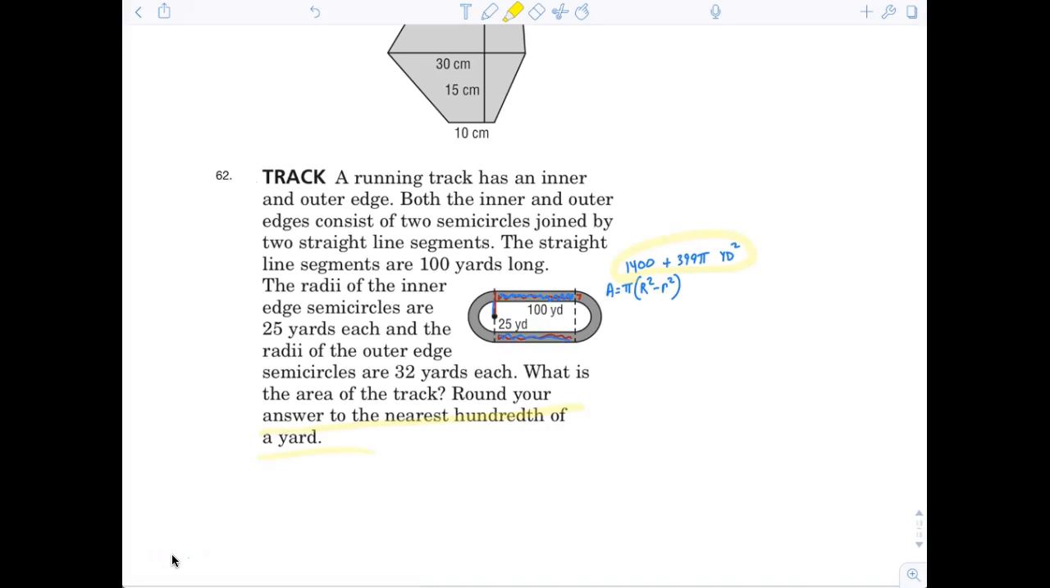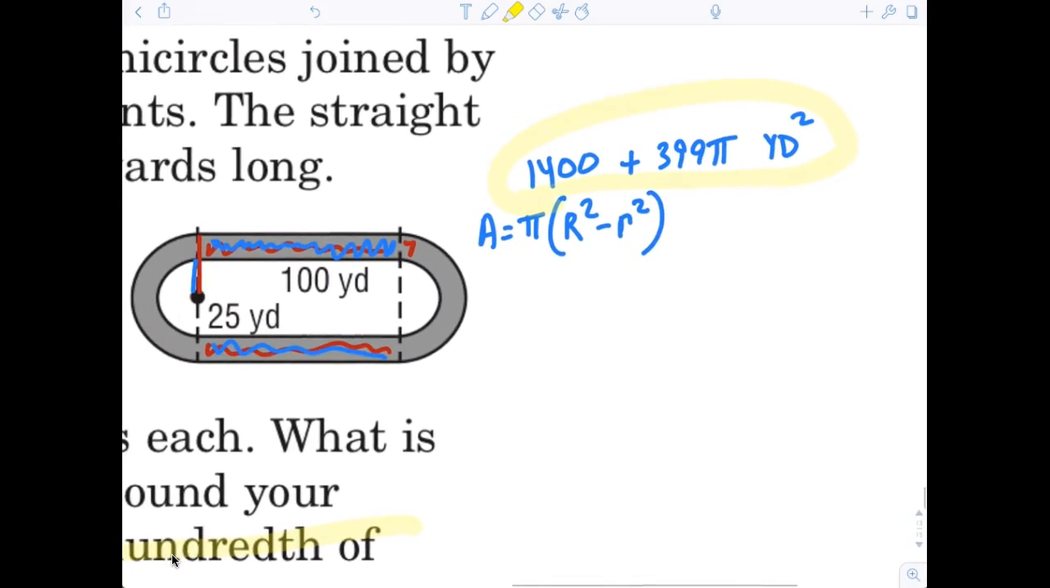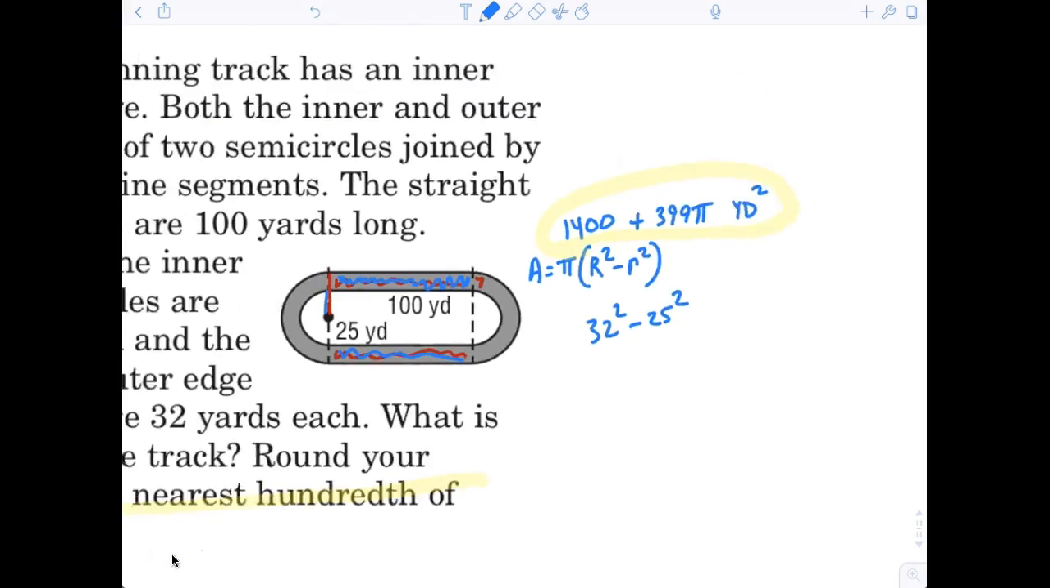Would you mind going over how you got the 399? Well, I didn't do that. Somebody else did it for me. The large radius, what did we say the large radius was? So it's 32 squared minus 25 squared. So do that. Tell me what that is. Hopefully somebody else did that. That's where I got that from. You see it now, right? All right, so I'm pretty happy with that.